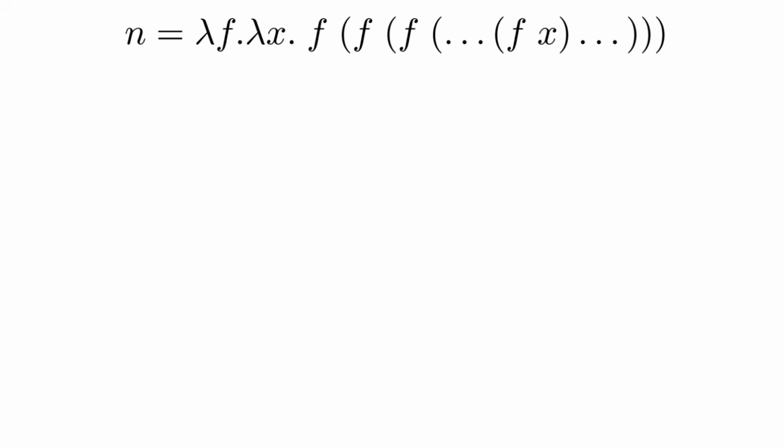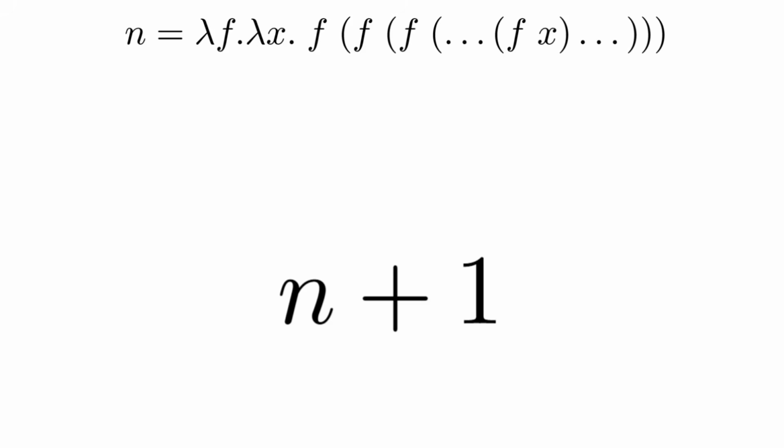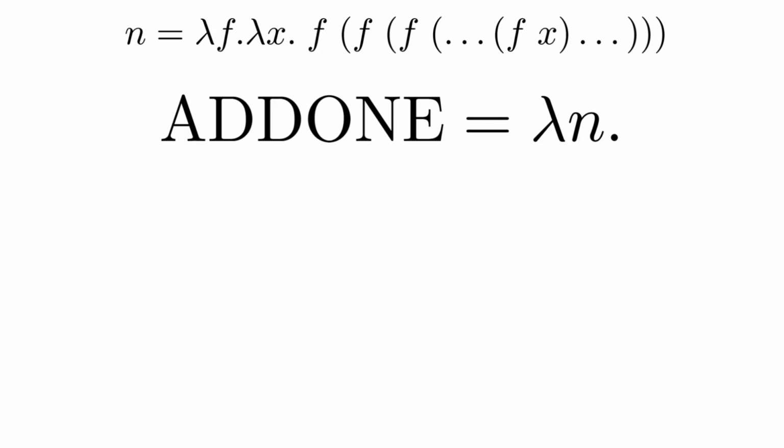Now that we have a number, let's try to do a bit of arithmetic. What if we want to add 1 to a number? First of all, we take in one input, so add 1 equals lambda n dot. But how do we add 1?